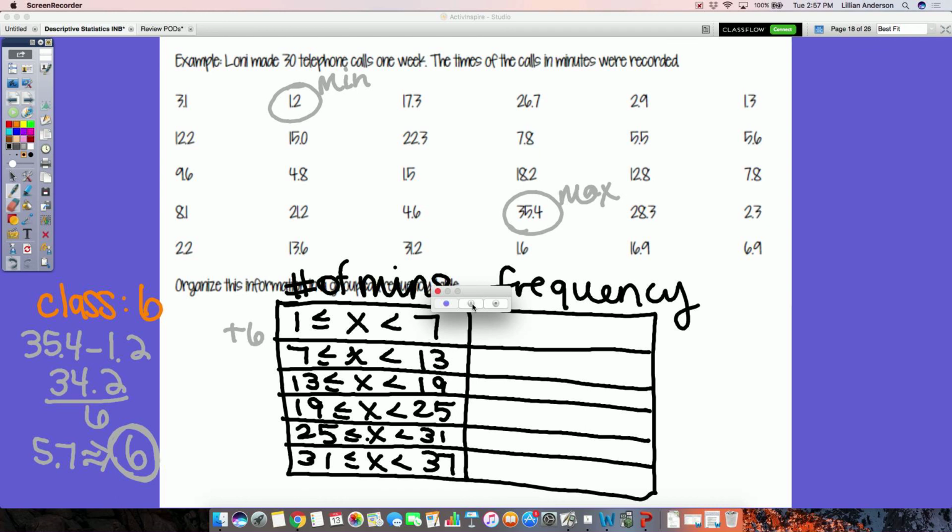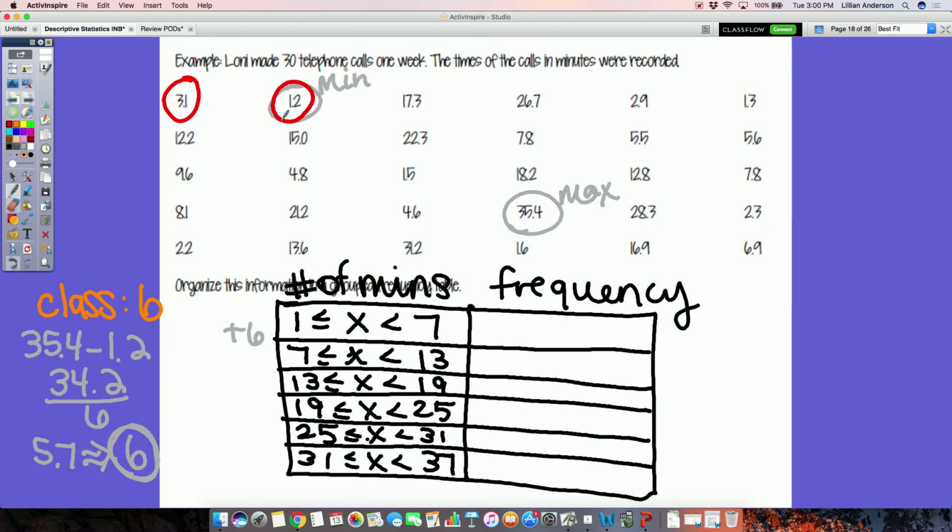Fill in the frequency. How many calls were between 1 minute inclusively up to 7? Go through. Do that now. Which one? 13 or 12? 13.